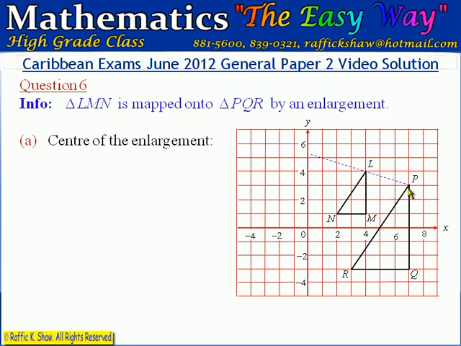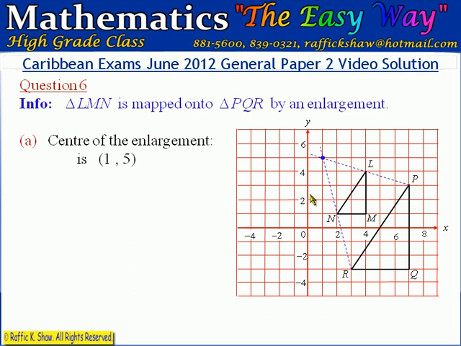L and P are corresponding points, so this is a line joining those corresponding points, and we extend this line this way because we know the center is somewhere here, and then we can join R to N. N and R are corresponding points, so let's join those 2 points and extend that line backwards. And so where these 2 lines joining the corresponding points meet, that's the location of the center of the enlargement. So we can go ahead and put that point in, and the coordinates of that point would be 1, 5. So we can write that here. The center of the enlargement is at the point 1, 5.